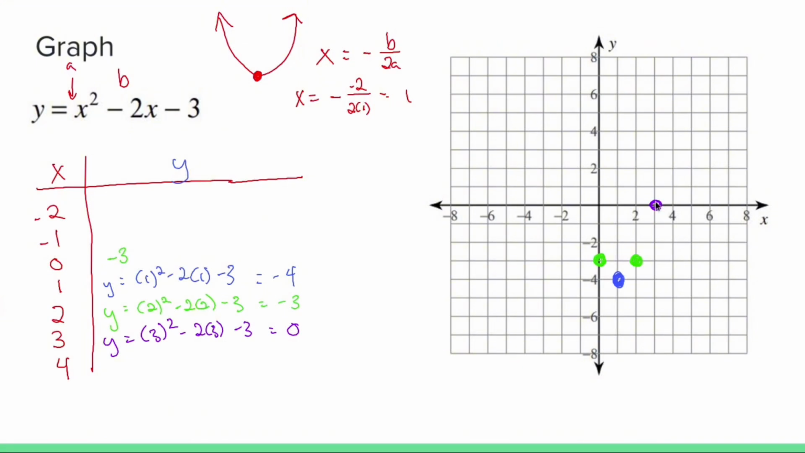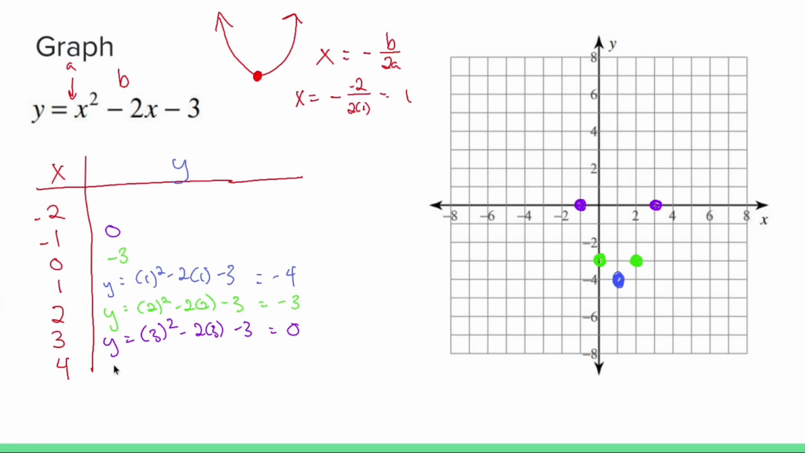So when the x value is 3, the y value is 0, which means when the x value is negative 1, the y value is also 0, like so. Okay? What color did we use? Red? So let's do the same thing for 4.